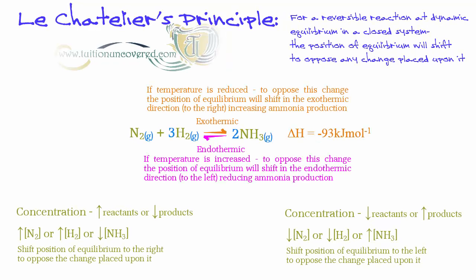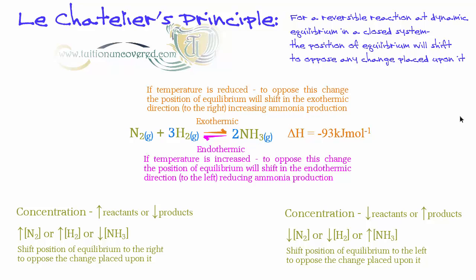So if the temperature is reduced, to oppose this change, i.e. to bring up the temperature, the position of equilibrium needs to shift. Which way? It will shift in the exothermic direction and generate more energy, releasing that energy. So if the temperature is reduced, to oppose this change, the position of equilibrium will shift in the exothermic direction, which in this case is to the right. The forward reaction is exothermic. That will increase ammonia production.